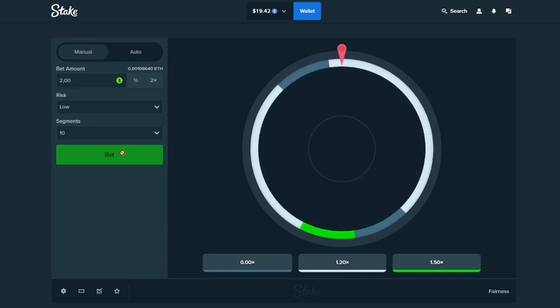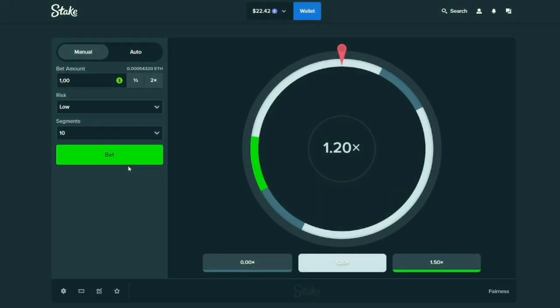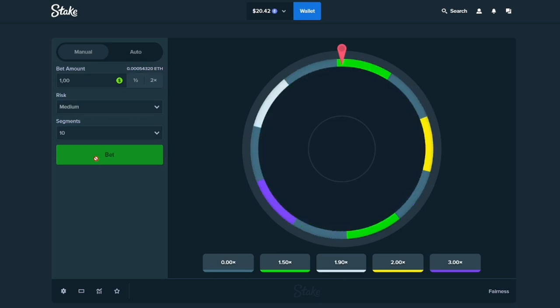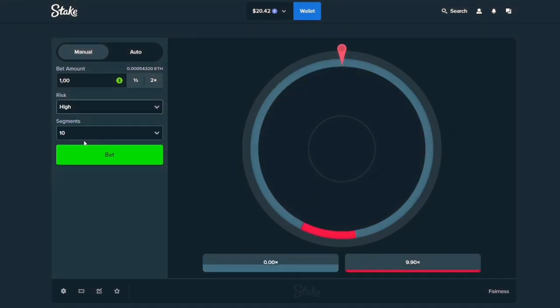One more, and I'm gonna lower it. Okay, now let's do a dollar. Now, either way, we are in profit with this part of the wheel thing at least. Okay, now let's go to medium. Oh damn, holy shit. Okay, that's not great.